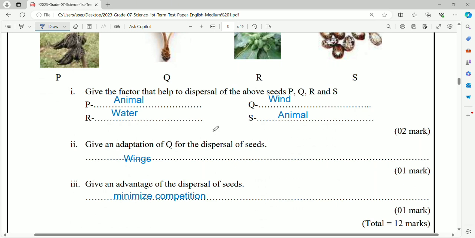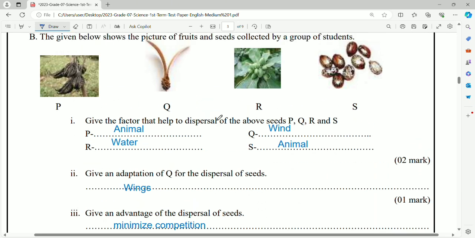So let's go. Use the factor that can disperse. There are 4 seed dispersal methods: by animals, by wind, by water, and by explosive mechanisms. So within that, the P method is by animals.